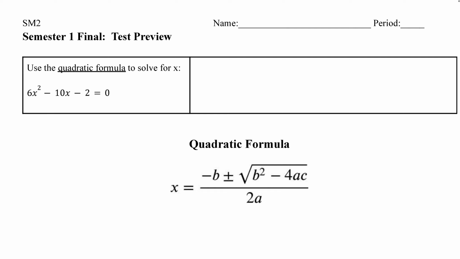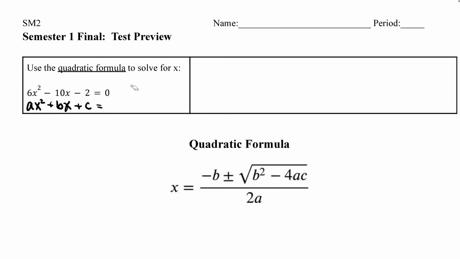This particular question is from Unit 6 on standard form and using the quadratic formula to solve for x. So we've got a problem here, 6x squared minus 10x minus 2. Want to make sure first that it's in standard form, which is the squared term first, ax squared plus bx, the x term, and then finally your constant plus c equals 0.